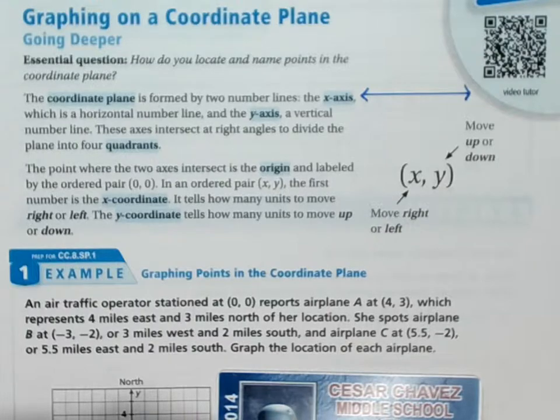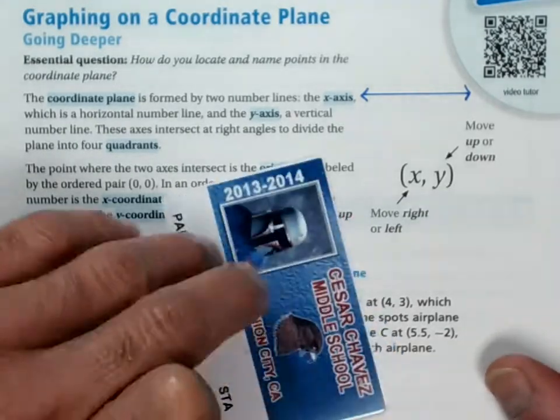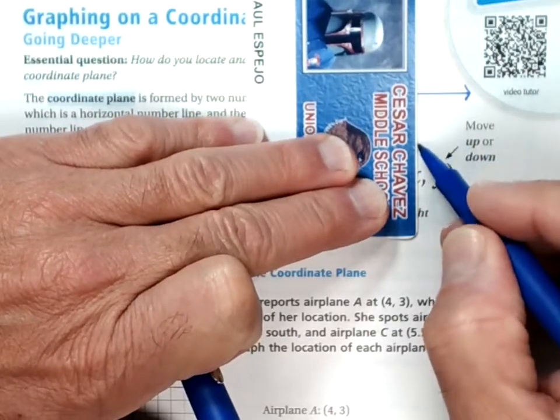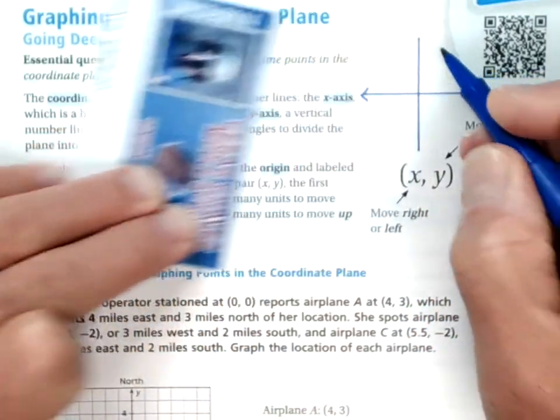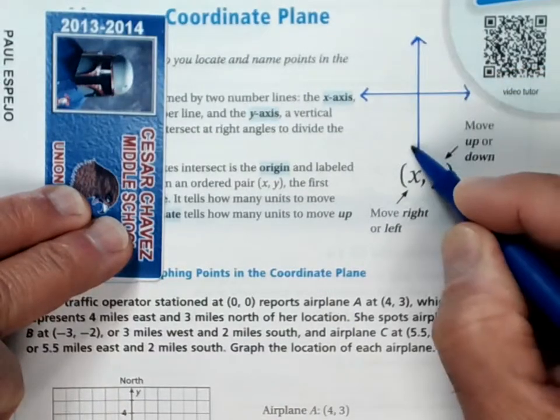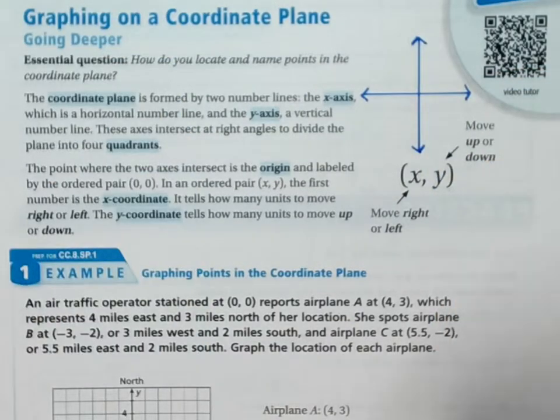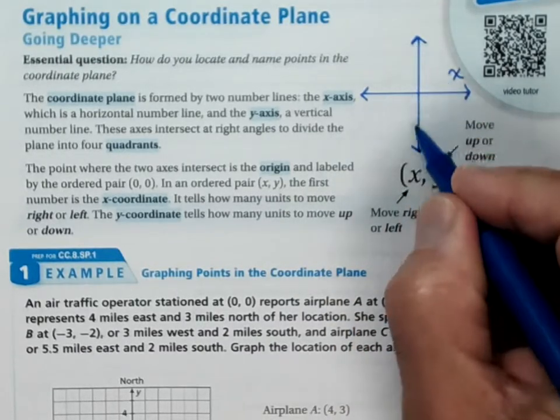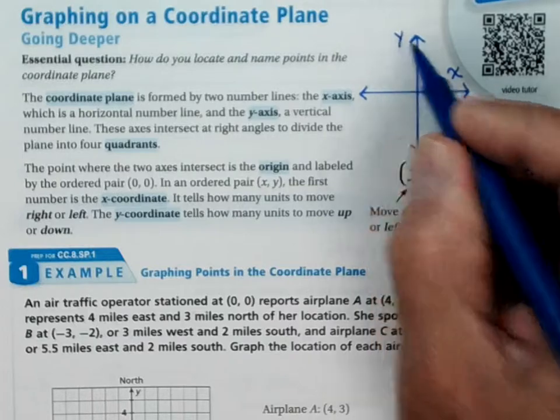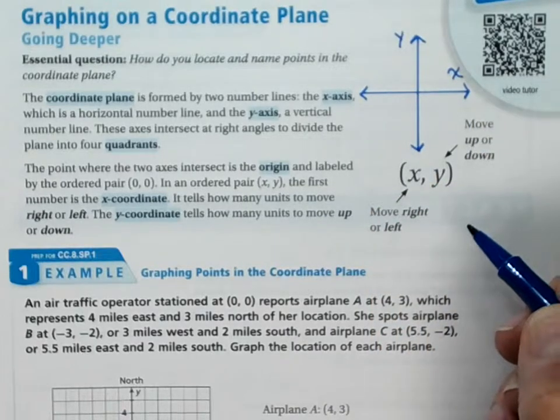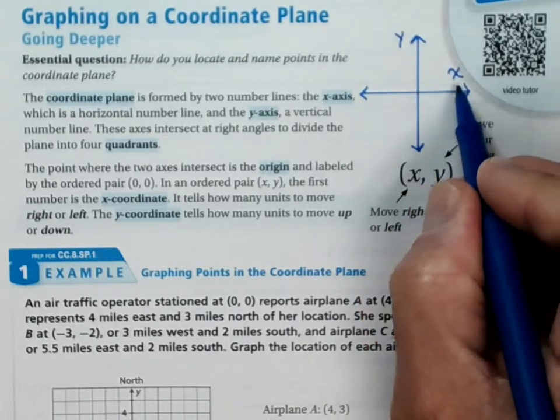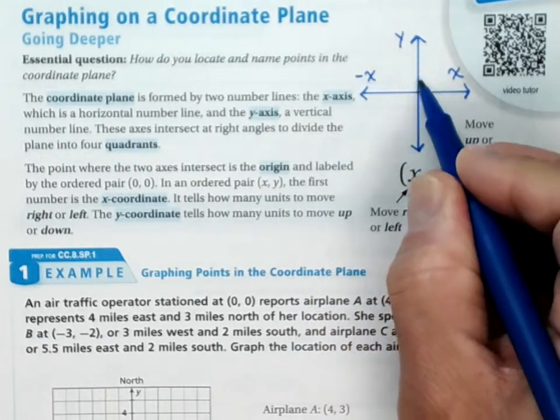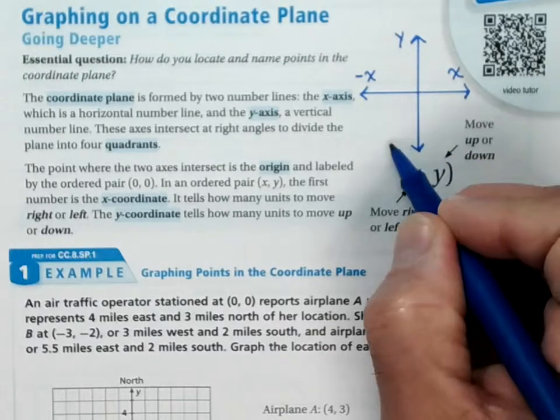And the y-axis, which is a vertical line. These two will intersect like this. So again, the horizontal line is your x-axis. The vertical line is your y-axis. They're just number lines. This side is the positive. This side is the negative. This upper half is the positive, and this lower half is the negative.